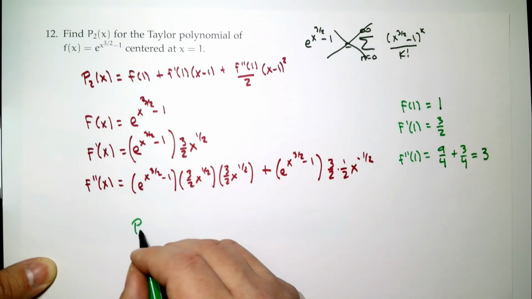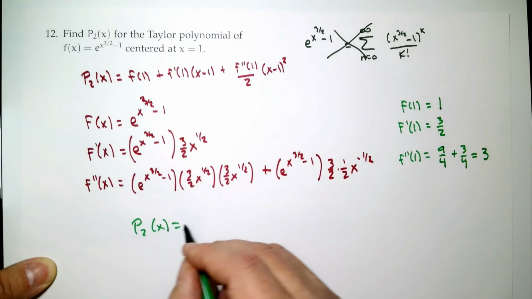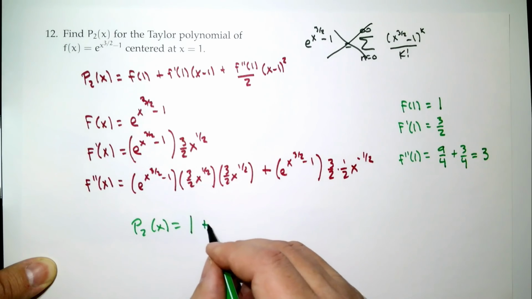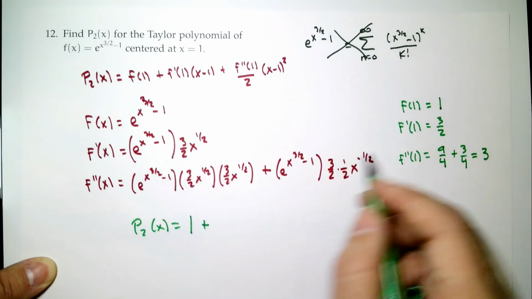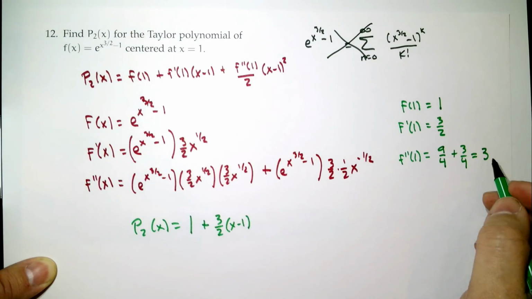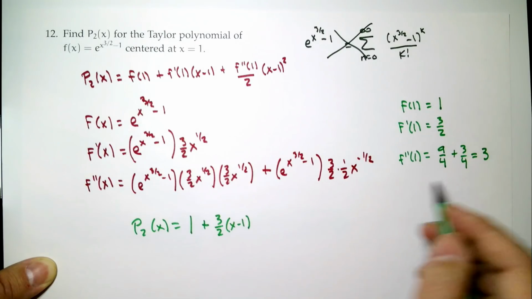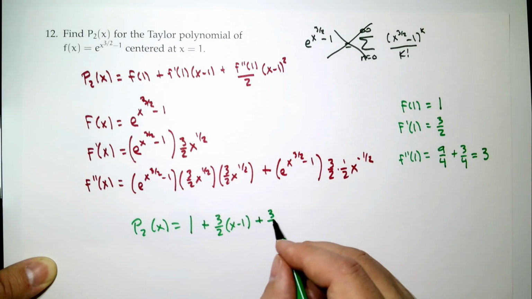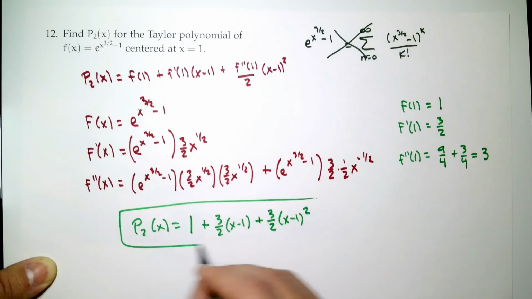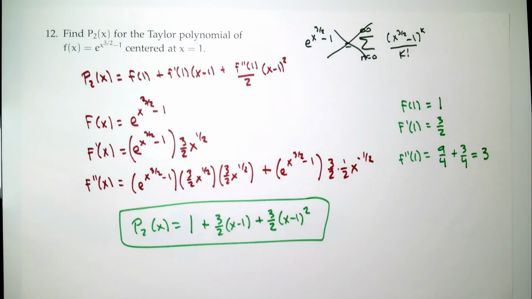So our desired polynomial is 1, that's f of 1, plus 3/2, which is f prime of 1, times x minus 1, plus f double prime of 1 divided by 2. So that's 3 divided by 2, x minus 1 squared. And that's it. Normally in the past, the next thing would have been, well, how good is your approximation?